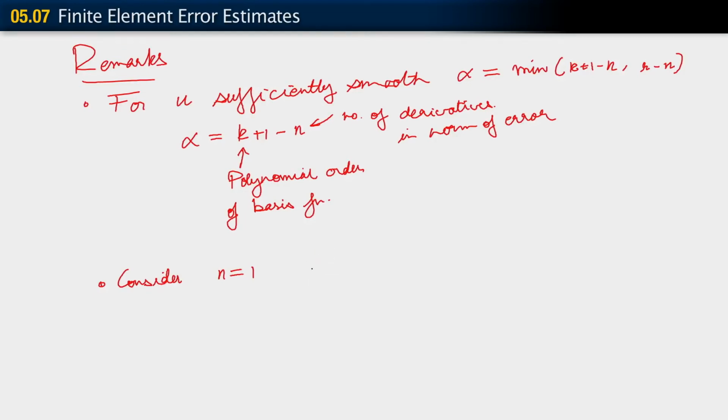Okay? In this case, our result becomes that the H1 norm of the error, what do we mean by the H1 norm of the error? What we're saying is we're looking at the error in the finite element solution, square integrating it, and also square integrating the derivative of the error. So we're trying to gain control not only over the error, but also its derivative.